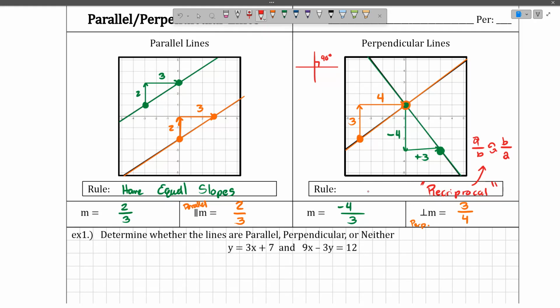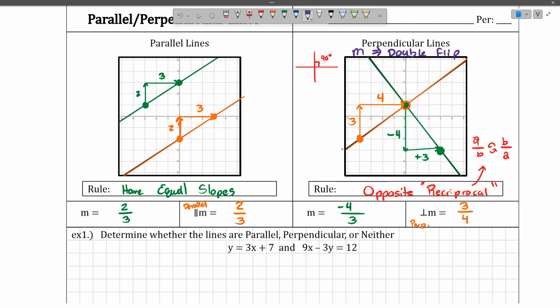The rule for perpendicular lines is that they are opposite reciprocal. Opposite meaning the sign gets flipped. This one was negative, so the perpendicular line is positive. And the fraction gets flipped, meaning this was 4/3, 3/4. You can't have one or the other. You have to have both. So a perpendicular line has a double flip. That's what I'm going to say. The slope gets double flipped. You flip the fraction and you flip the sign.